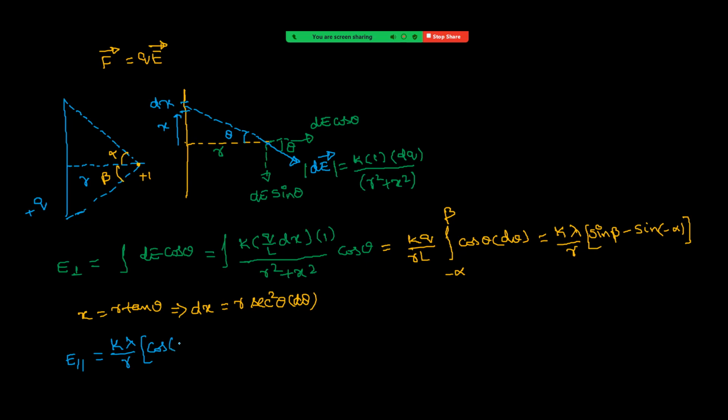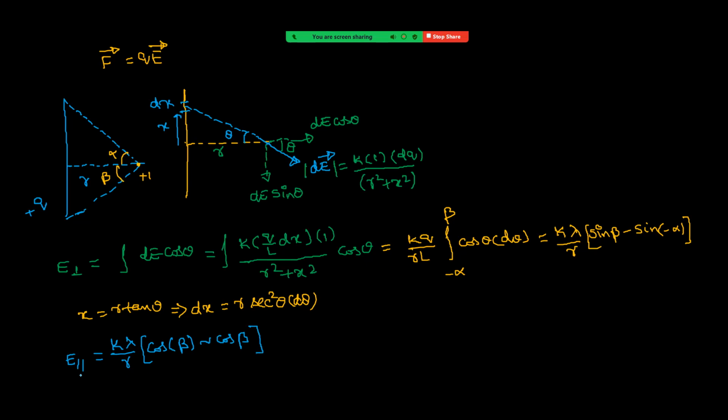It is cos. See, what we have done is cos beta. I'm just writing the difference, not minus, whichever is more: cos beta difference cos alpha. We want only the modulus value, that's why we are taking the difference.